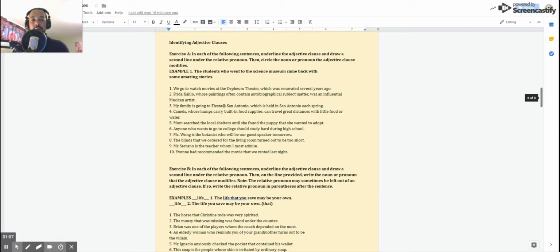So we now focus our attention to dependent clauses, and they are used in several different ways. Dependent clauses have a very specific function, purpose inside of the sentence structure. So we start with adjective clauses.